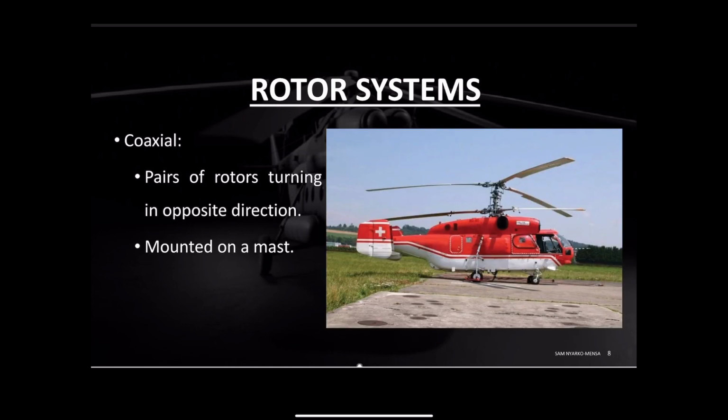The third is the coaxial rotor system. So we have 2 main rotors here, which spin or turn in opposite directions and are mounted to the mast up here.